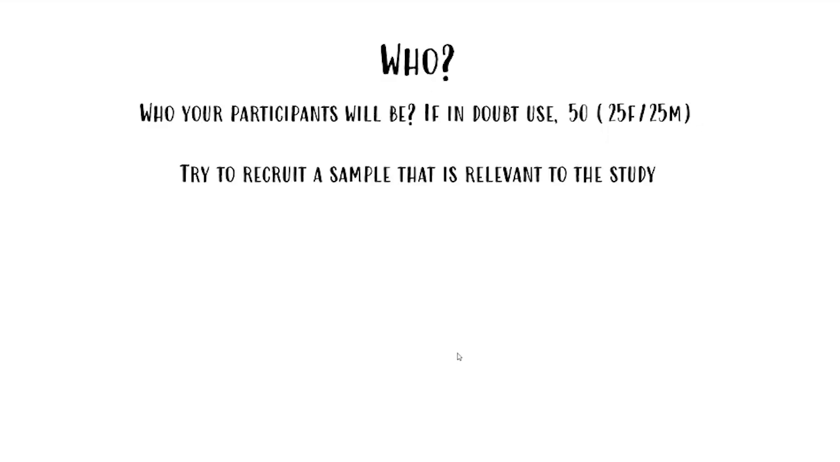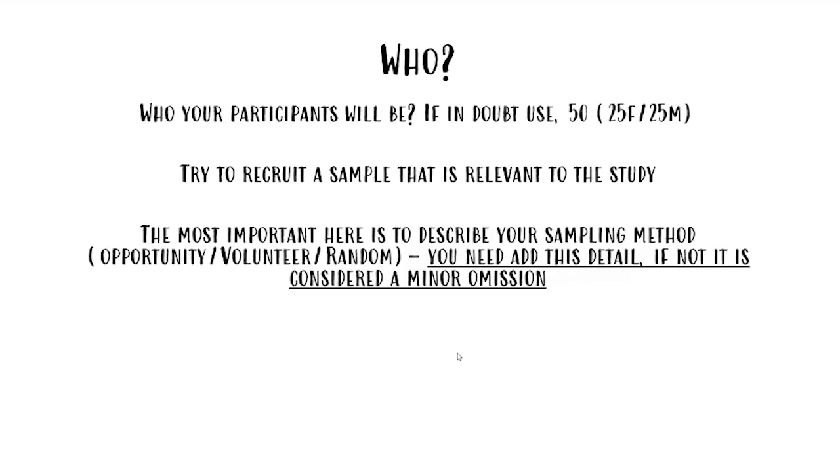Try to recruit a sample that is relevant for your studies. So, for example, if the question asks you to study children, don't go recruiting people who are 70 years old, because it's not going to be relevant for what they're asking in the question. So try to recruit a sample that is relevant to the study that you are designing. So the most important part here, though, is to describe your sampling method. Will it be opportunity sampling? Will it be a volunteer self-selected sample? Or will you try to get a random sample of participants?